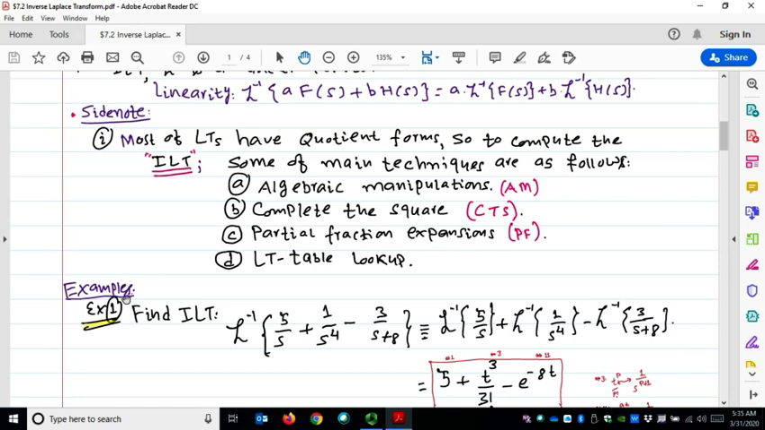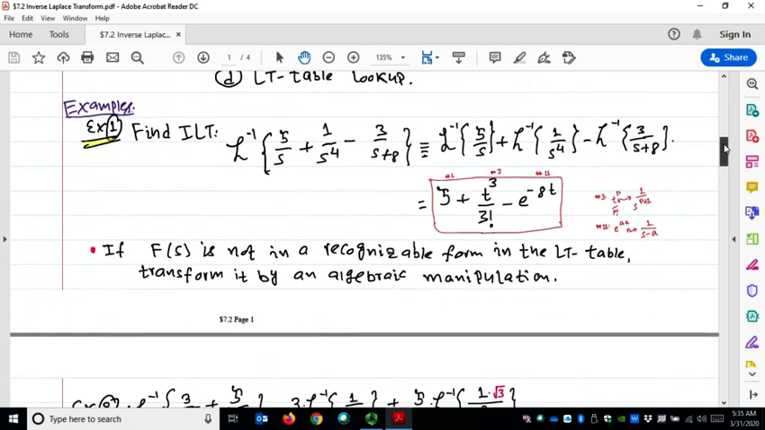So let's start. Example 1 says find the inverse Laplace transform of 5 over s plus 1 over s to the power 4 minus 3 over s plus 8. So the solution, the next step: we know the inverse Laplace transform is a linear operator, so we can send this inverse Laplace transform to each of the terms inside this bracket. So the next step: inverse Laplace transform of 5 over s plus inverse Laplace transform of 1 over s to the power 4 minus inverse Laplace transform of 3 over s plus 8.